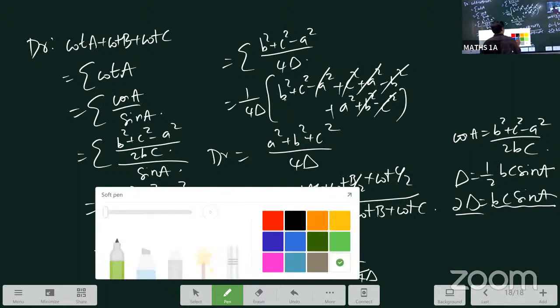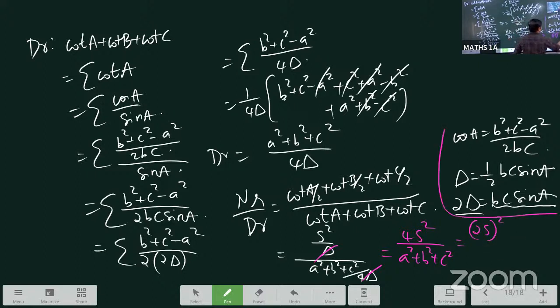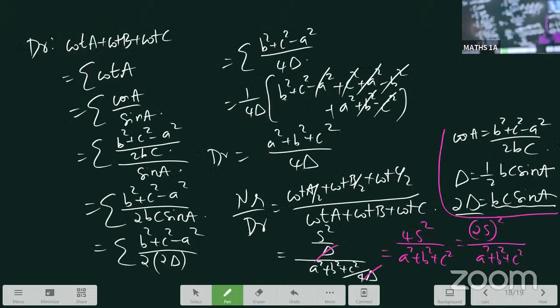Here the delta gets cancelled, and this 4 comes and multiplies the numerator. So 4S square by a square plus b square plus c square. 4S square, I will write as 2S whole square. These are your formulas. 2S whole square by a square plus b square plus c square. Now what is 2S? 2S is nothing but a plus b plus c, whole square by a square plus b square plus c square. Is it clear?